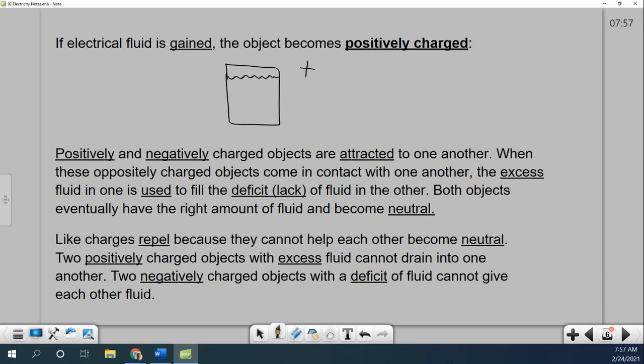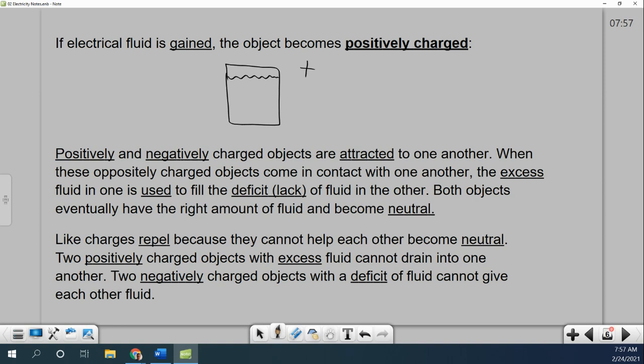And the reason why he said this is because with the two-fluid model, there's no reason why positive and negative objects should be attracted to each other. And we find that they are. Positives and negatives attract. So why would that happen in the two-fluid model?